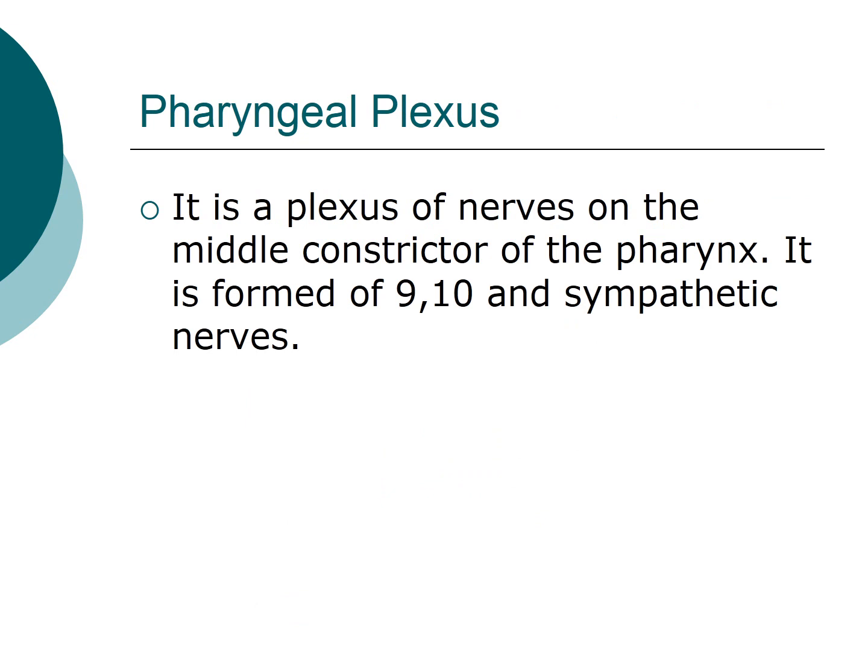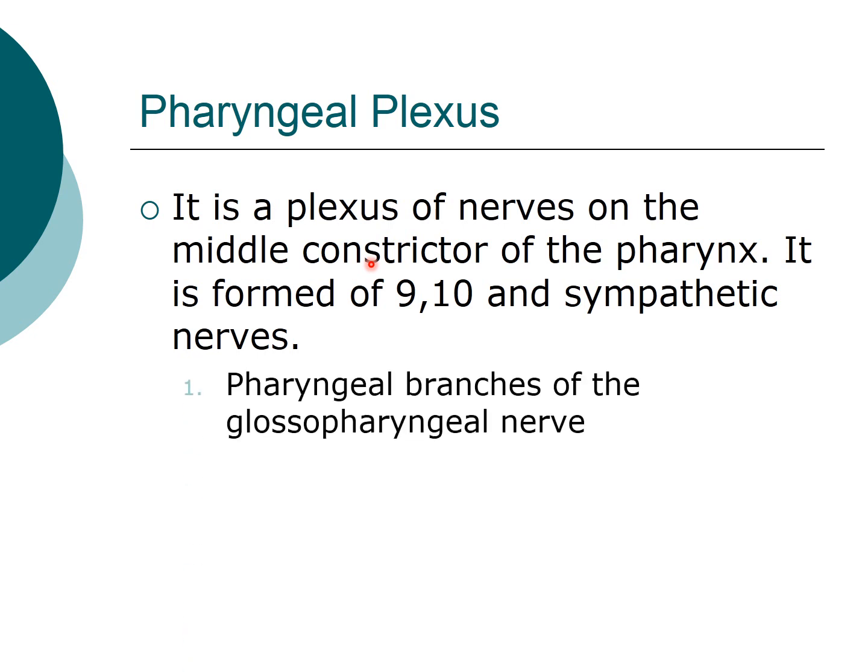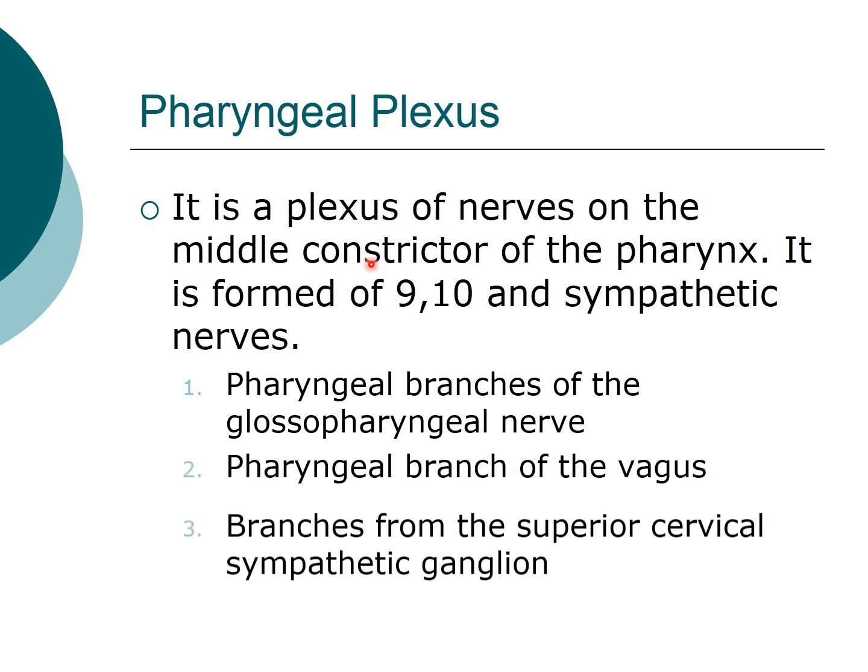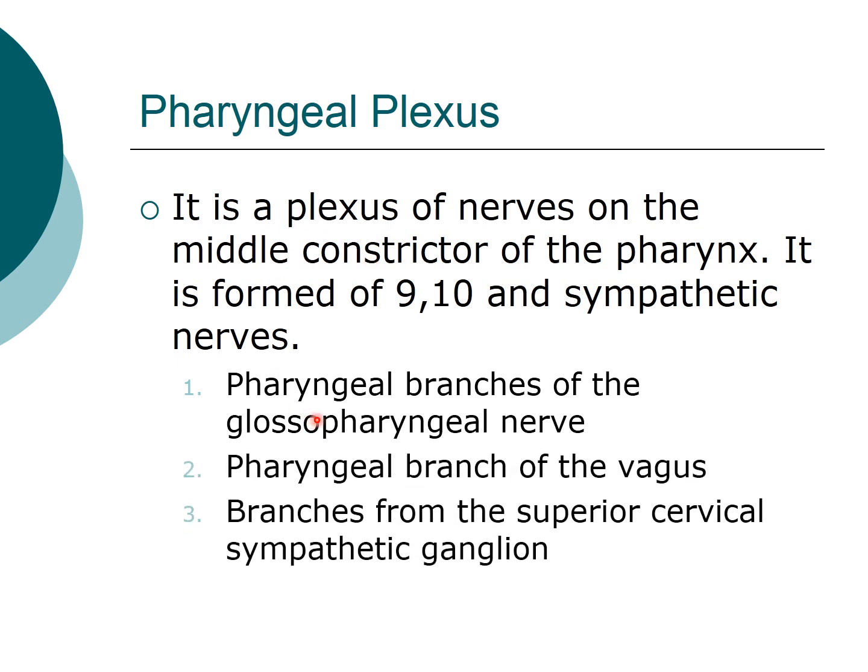The nerves coming from the glossopharyngeal, vagus, and sympathetic form a plexus of nerves around the middle constrictor. We call it the pharyngeal plexus. The pharyngeal plexus is formed of the pharyngeal branch of the glossopharyngeal, number 9, the pharyngeal branch of the vagus, number 10, and branches from the superior cervical sympathetic ganglion. These form a plexus together to supply the pharynx.